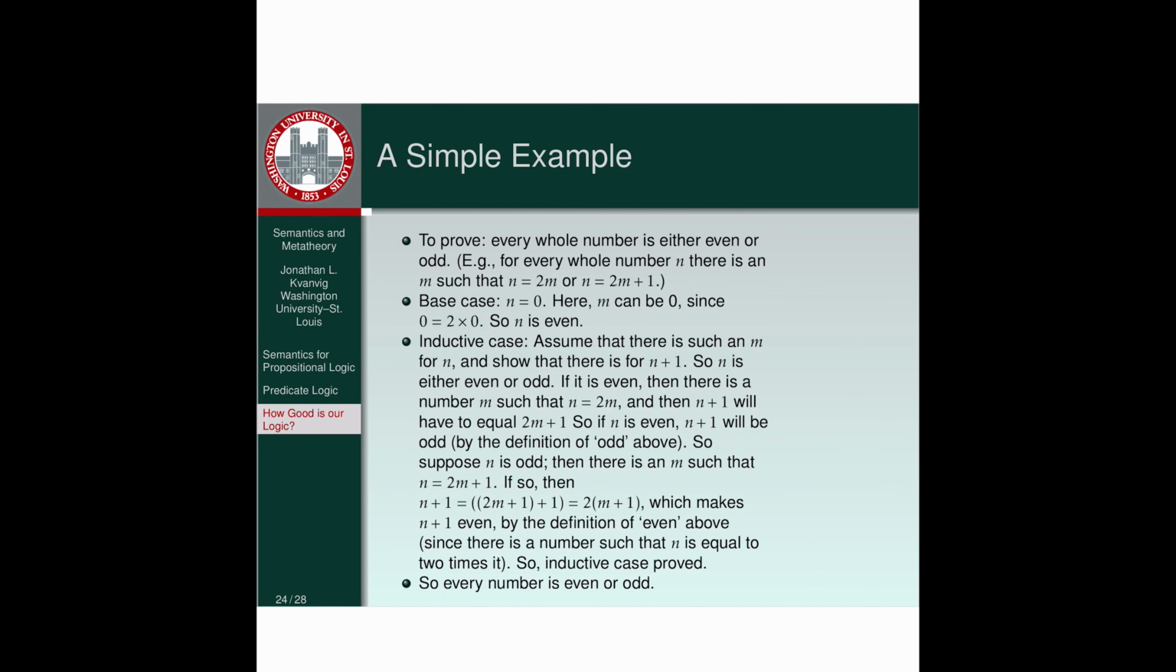Let's look at two examples. One example is a faulty example. We'll get to that next. Here's a simple, good example. It actually illustrates both proof techniques that we'll be using in this part of the course, in the metatheory part of the course. We're just going to prove that every whole number is either even or odd.